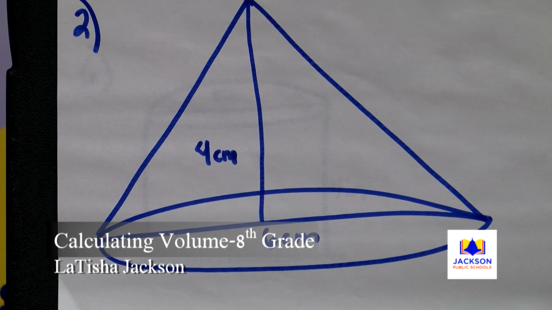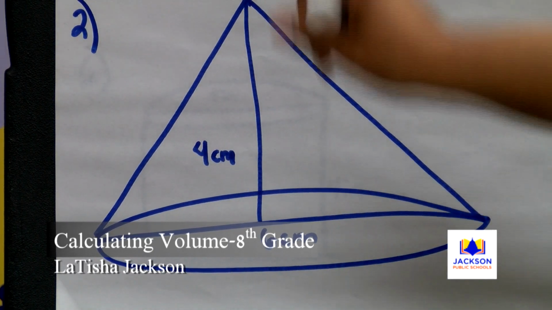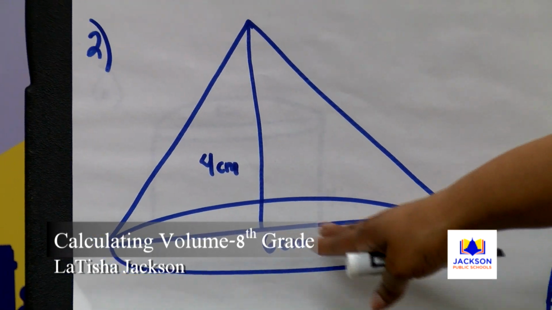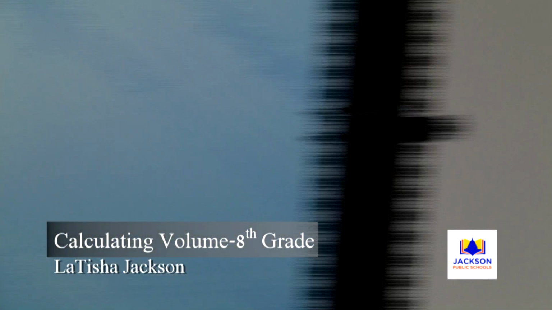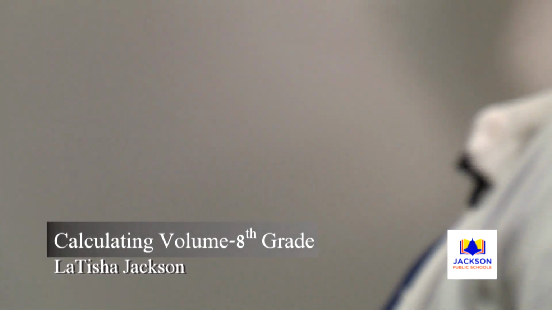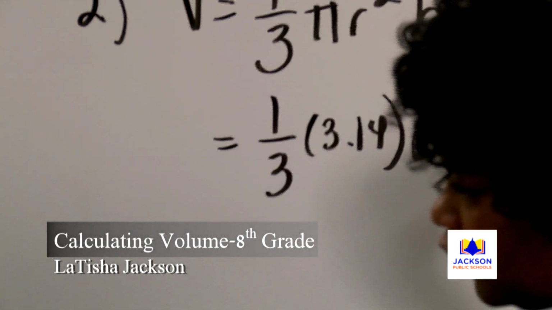Y'all not finna sit there and tell me y'all teachers didn't tell y'all how to find out what the radius is when you give the diameter. Oh, okay, I thought y'all remembered. 6 centimeters is the diameter. That means the radius is actually 3. So we'll substitute 3 into our formula. And then our height is 4.